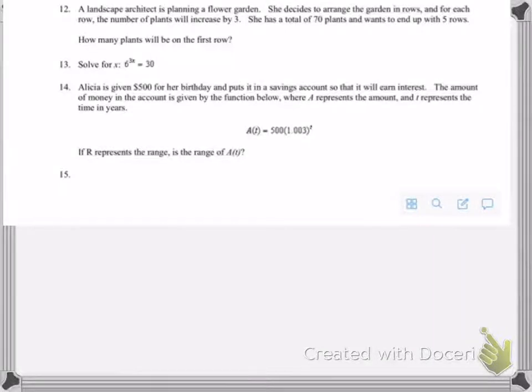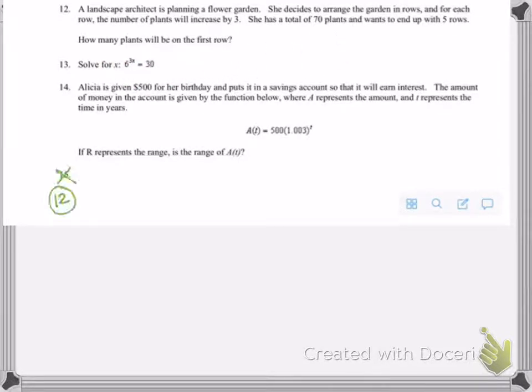In number 12, we see that a landscape architect is planting a flower garden. She decides to arrange the garden in rows, and for each row, the number of plants will increase by 3. She has a total of 70 plants and wants to end up with 5 rows. How many plants will be on the first row?